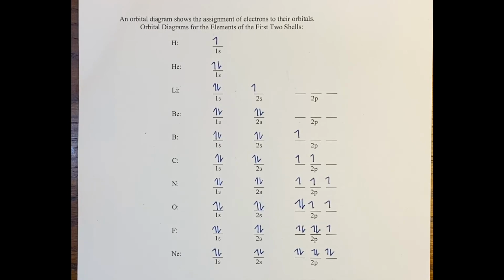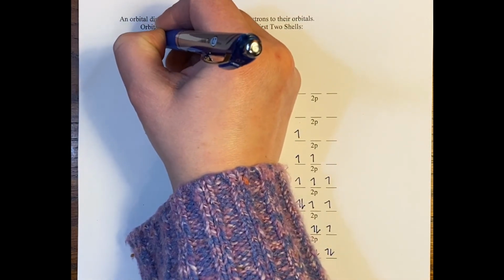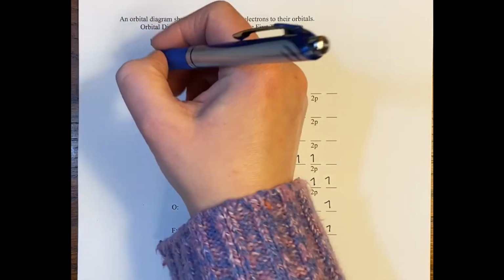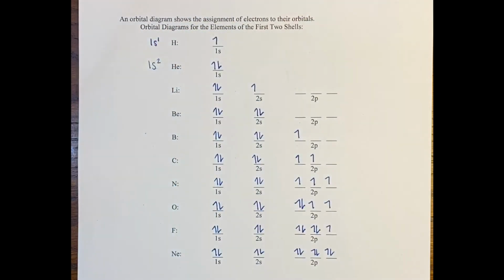Now as I go back and write an electron configuration, it is going to tell me the shell, the orbital, and the number of electrons that sit in that orbital. So for hydrogen, having one electron in the 1s orbital means that its electron configuration is going to be 1s1. For helium, its electron configuration tells me that I have two electrons that sit in that 1s orbital. So for helium, my electron configuration is 1s2.